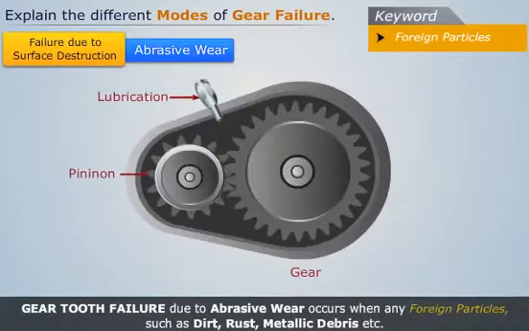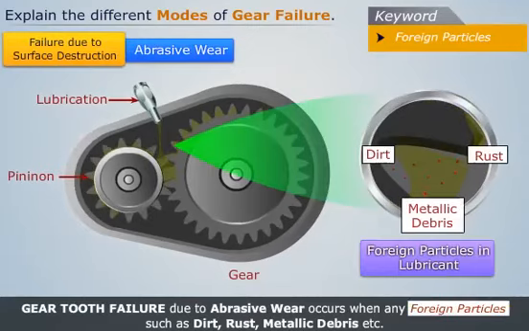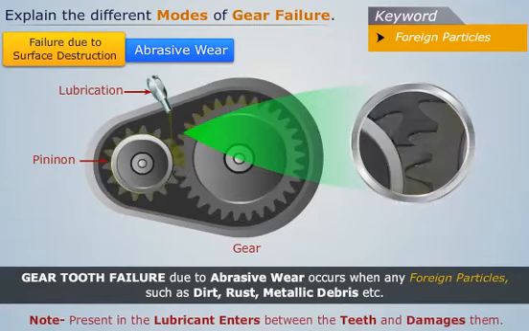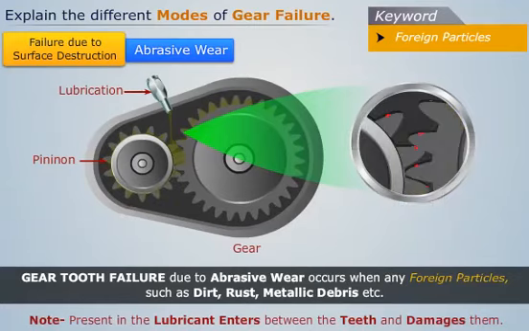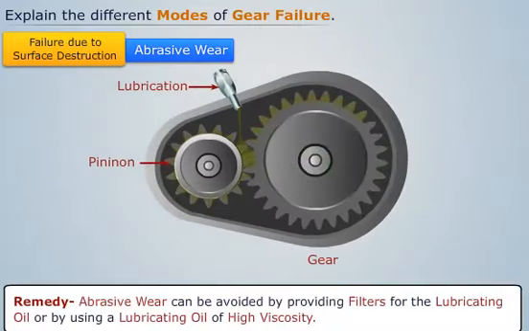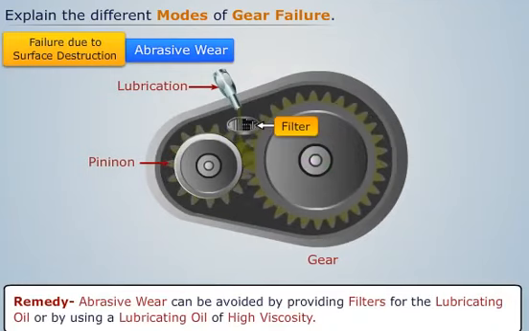Gear tooth failure due to abrasive wear occurs when any foreign particles such as dirt, rust, metallic debris, etc. present in the lubricant enter between the teeth and damage them. Abrasive wear can be avoided by providing filters for the lubricating oil or by using a lubricating oil of high viscosity.